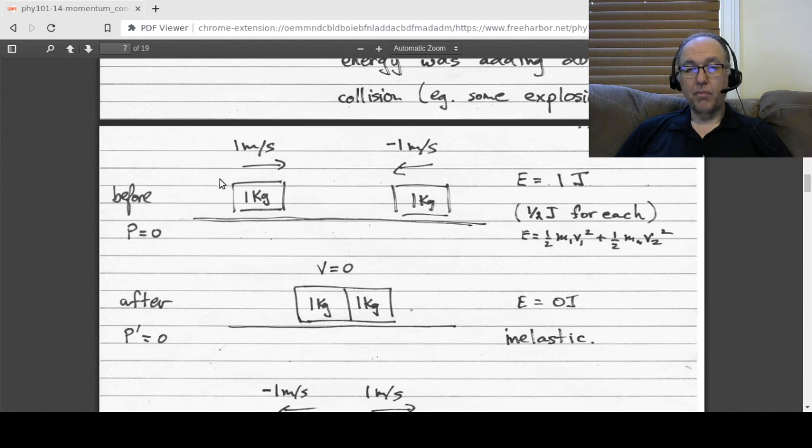Okay, so the before picture here is a system with 0 momentum. The momentum of each of the masses exactly cancels the other. All right, but what's the total energy of this system?